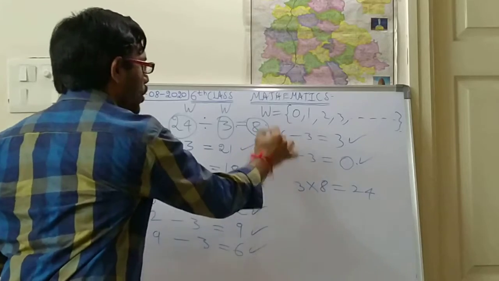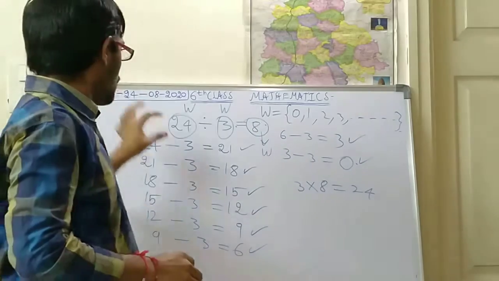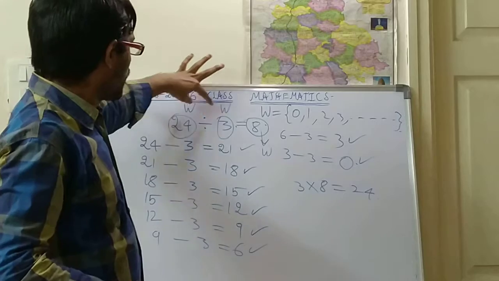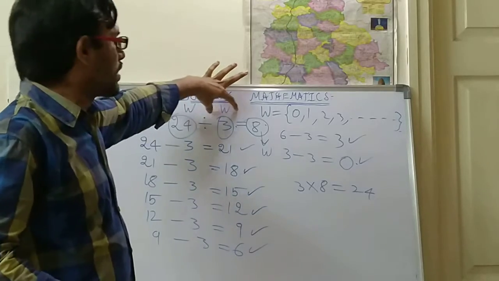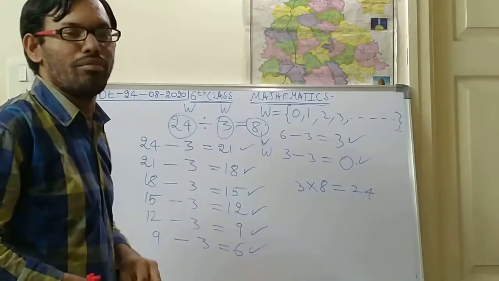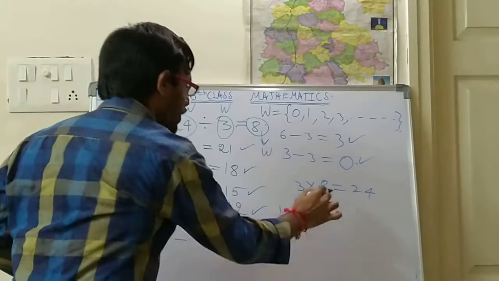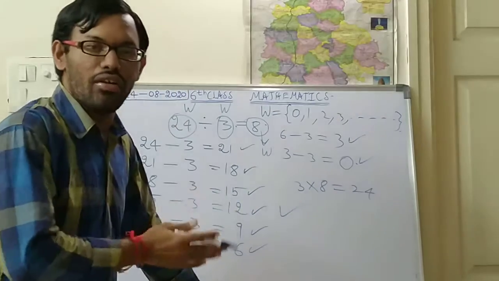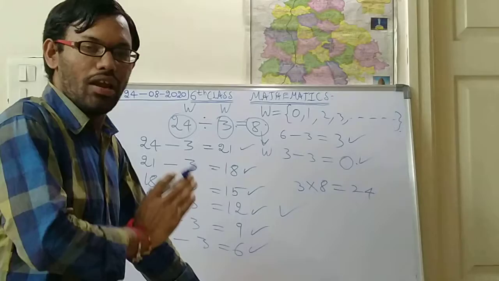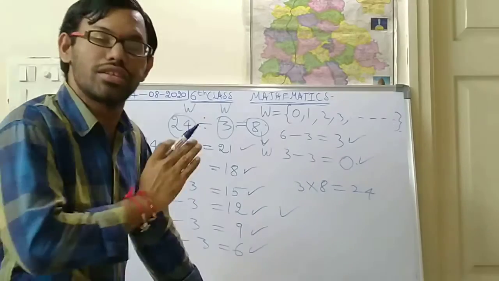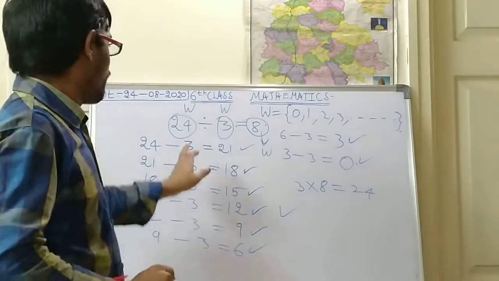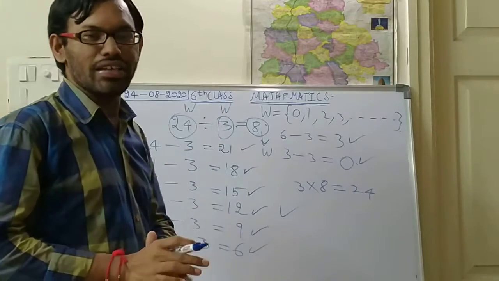8 is also a whole number. Is it right, children? So by doing a division of any two whole numbers, we got the result as a whole number. So the closure property of whole numbers under division is satisfied.